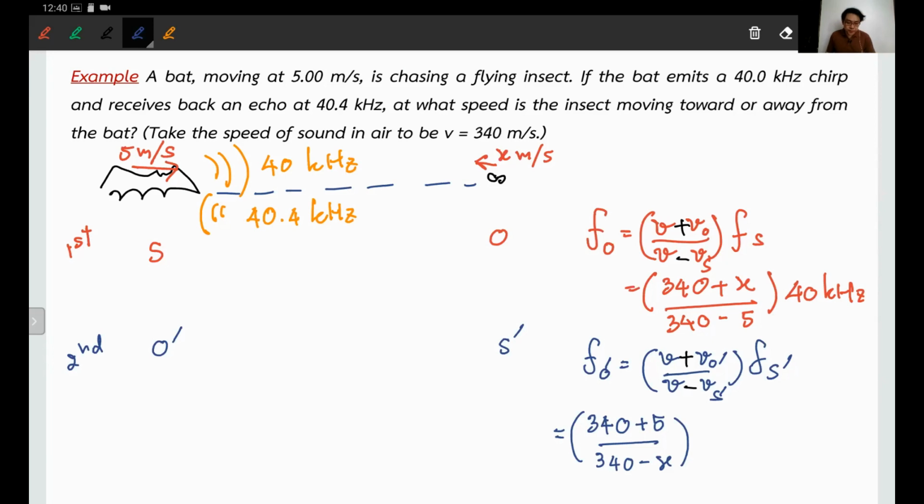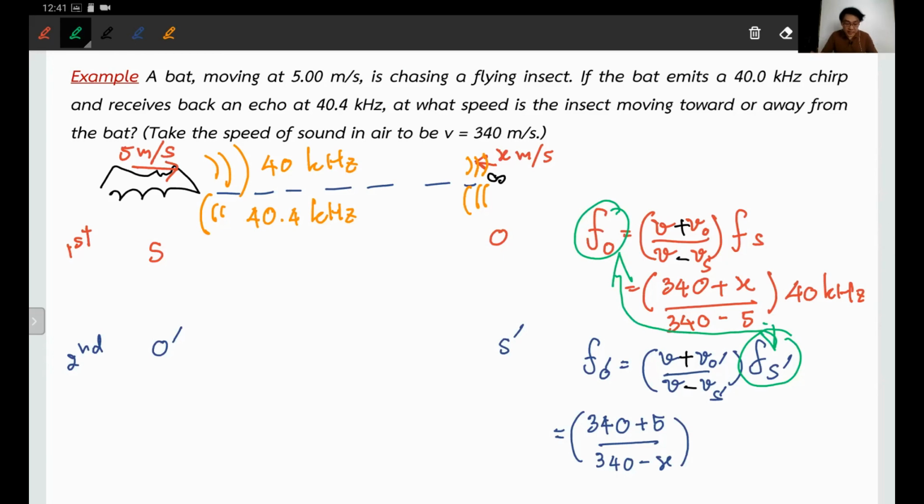And now, here's the key. What should be the frequency of the source in the second half? Of course, it's just the reflection. So that means whatever the insect receives in the first half will get reflected back right away. You guys with me? So that means the source frequency for the second half comes directly from the observed frequency from the first half. That's right there. Just relate it. Cool.